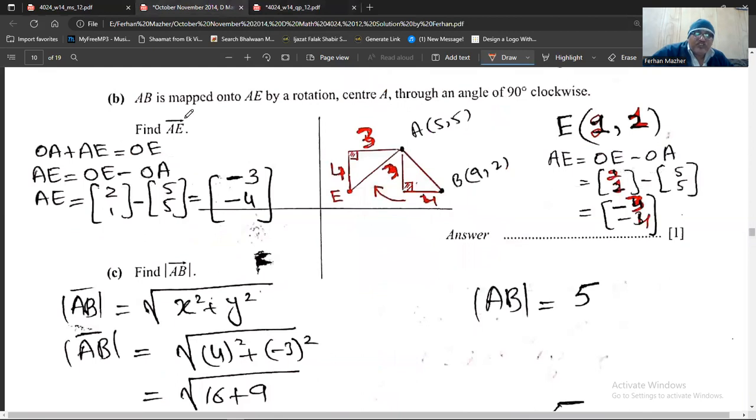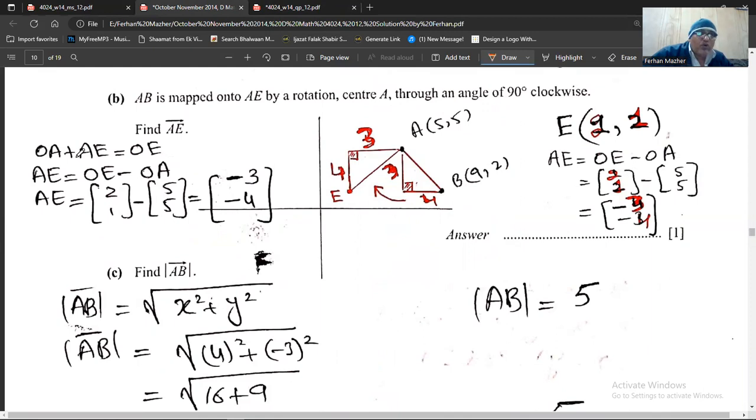So let me show you. This is the B part. So you will rotate it actually. This is the E point. Its coordinates will be 2, 1. And once you know the coordinates of the E, then I can go like this.